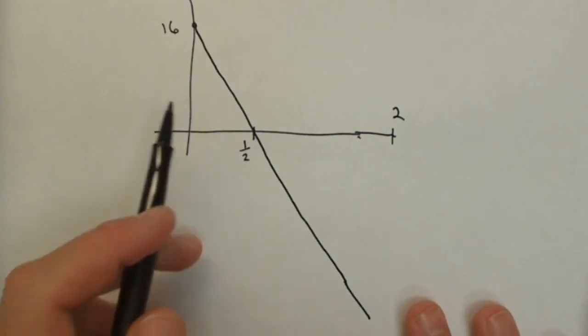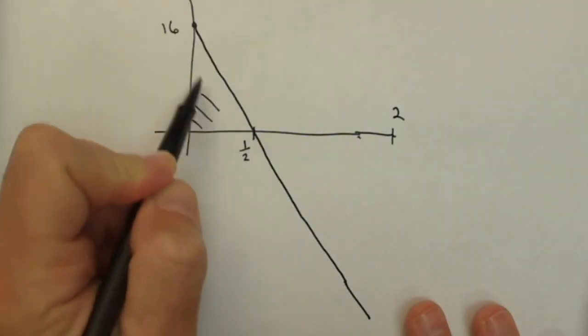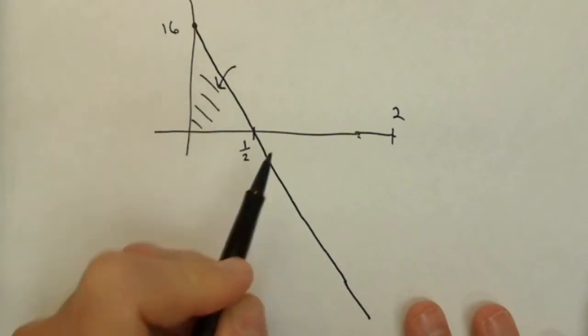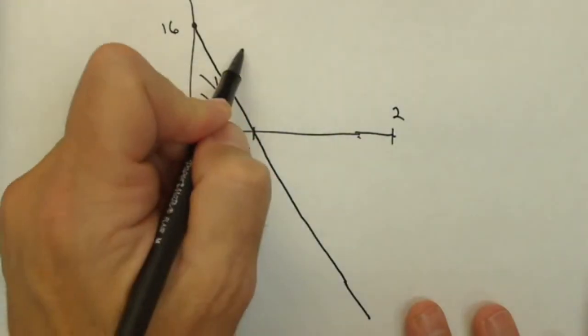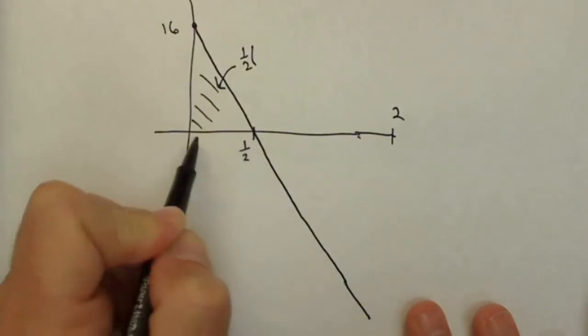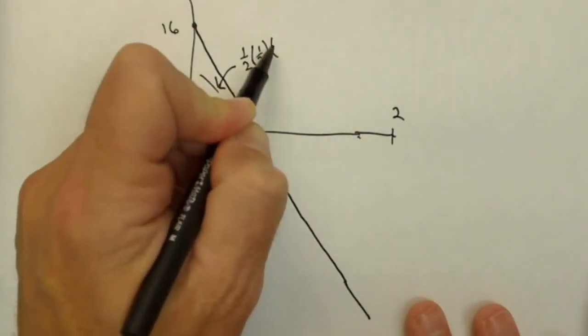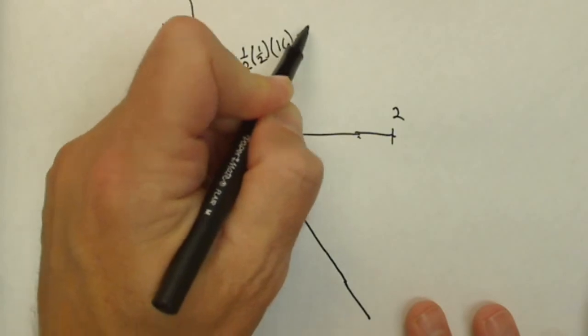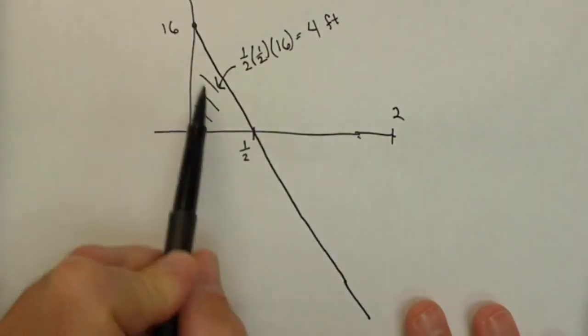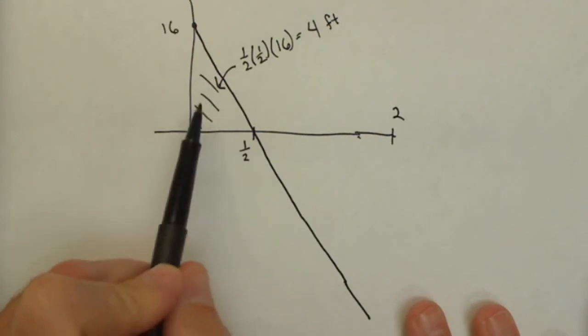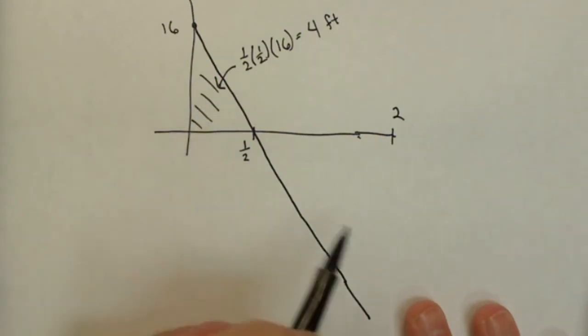So let's see what we have here. First off, let's look at the area of this triangle. The area of this triangle is 1/2 the base times the height. So 1/2 times the base of 1/2 times the height of 16 equals 4. That's feet. That's the 4 feet that the water balloon traveled upward that we saw before.